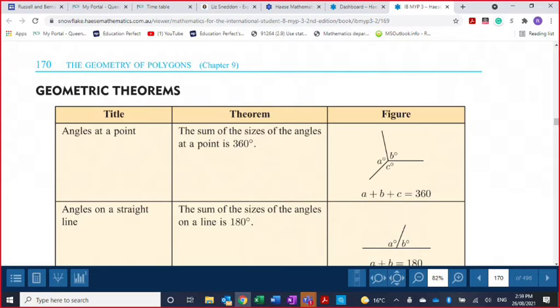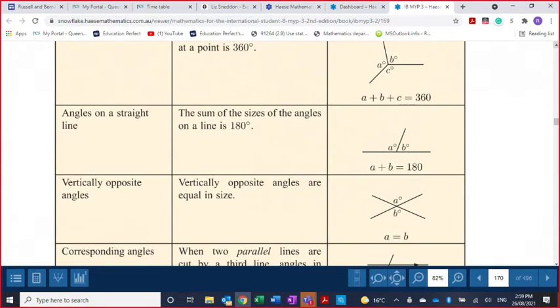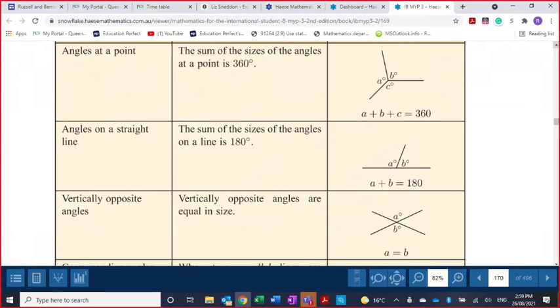All right, let's look at the next one. So a lot of vocabulary going on here. Remember we talked about those vertically opposite angles. Vertically opposite angles are always equal in size. So if you see this angle A and this angle B are straight across from each other, that means those two angles will always be equal.